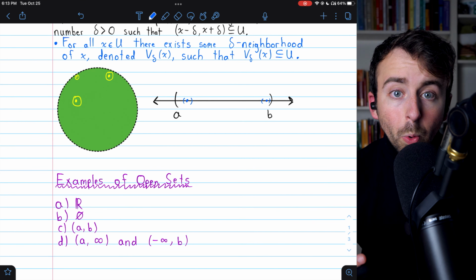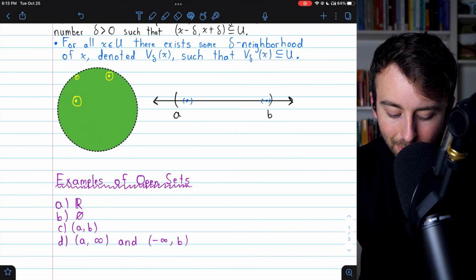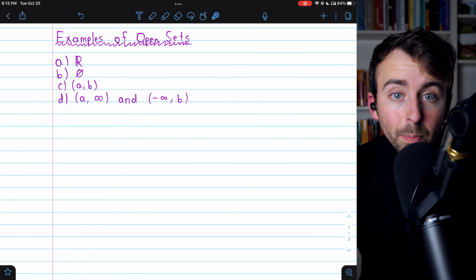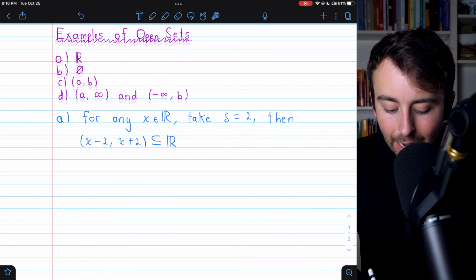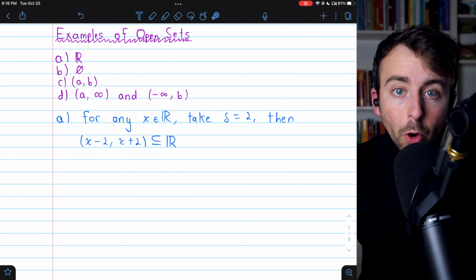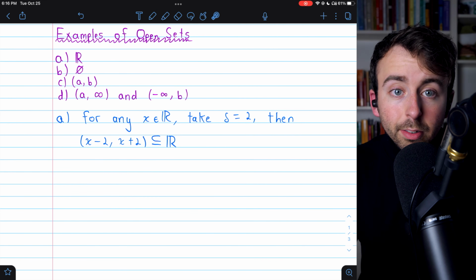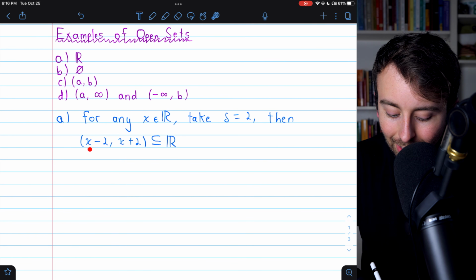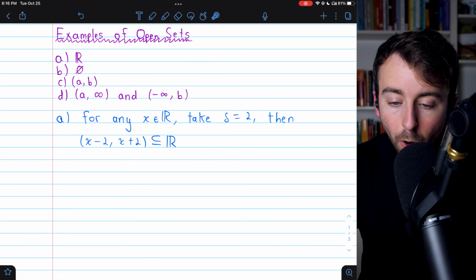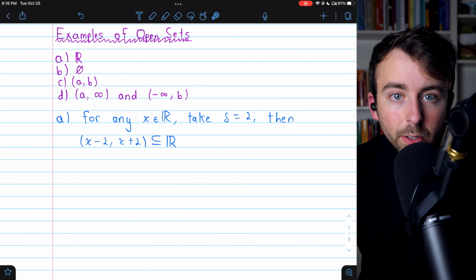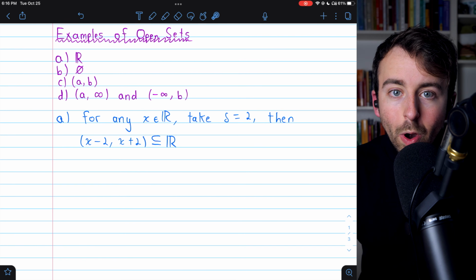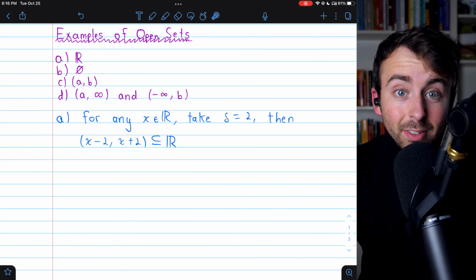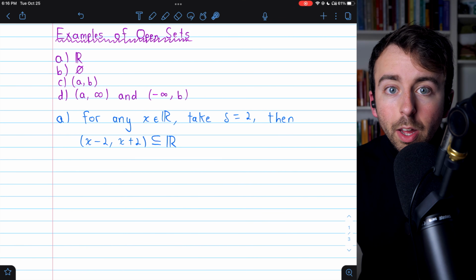Now let's go through more closely a few examples of open sets. Down here, we'll begin with the real numbers. The real numbers are an open set. And here's why the real numbers form an open set. For any real number x, we could take delta equal to 2. Then all numbers that are less than 2 away from x are all contained in the reals. Any neighborhood around a real number is entirely contained in the real numbers. So the real numbers are a simple example of an open set.